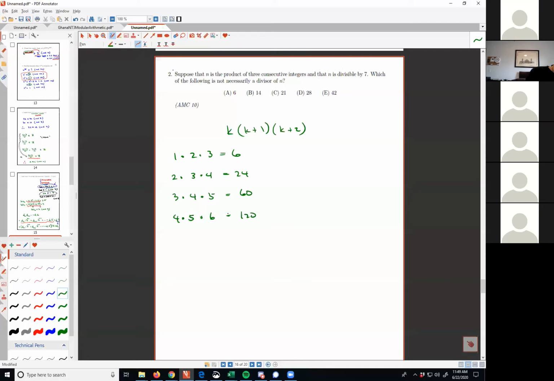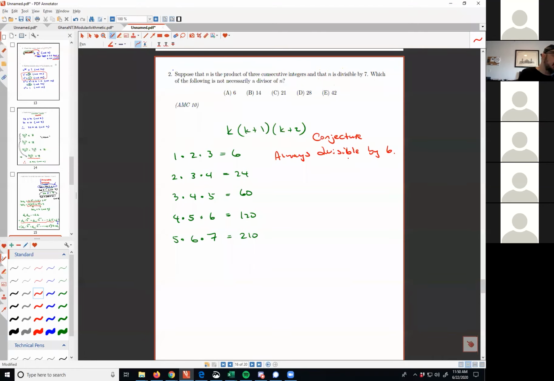All the consecutive integers so far, they are divisible by 6. Okay. Is that always going to be true? Well, I will call this our conjecture. A conjecture is the best guess that we can offer, that we want to study and see if we can prove that it's true.